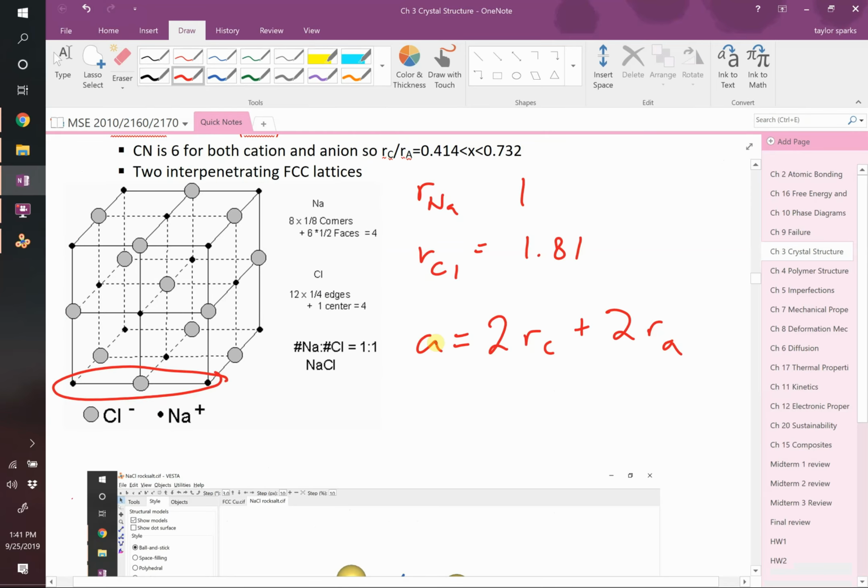So since they touch along that edge, there's 2 cation lengths and 2 anion lengths. Any questions? Yeah. A is what we call the lattice parameter. That's this length from there to there. Because it's cubic, by definition, the sides in the X, Y, Z direction are all equal. There are other crystal systems where that's not the case. We're going to get to those. I hope to get there today, but we're not going to get there.